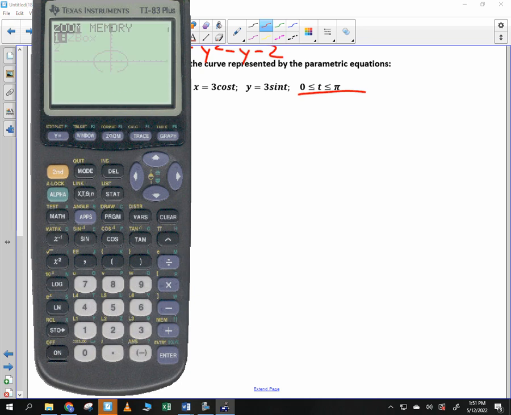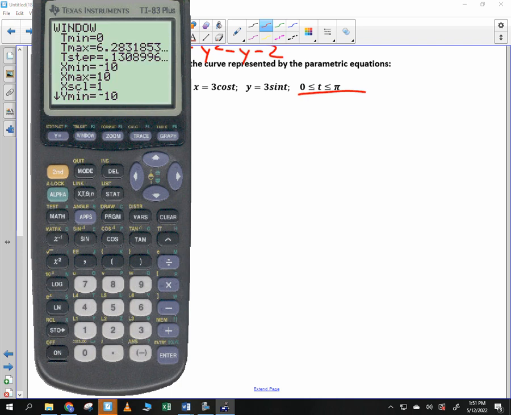Watch if I zoom as a square. Now all of a sudden I do get a circle. Everybody agreed? Okay, so I'll go back to zoom standard, and so we see this, but this isn't exactly what we want. What we want is to go from 0 to pi.